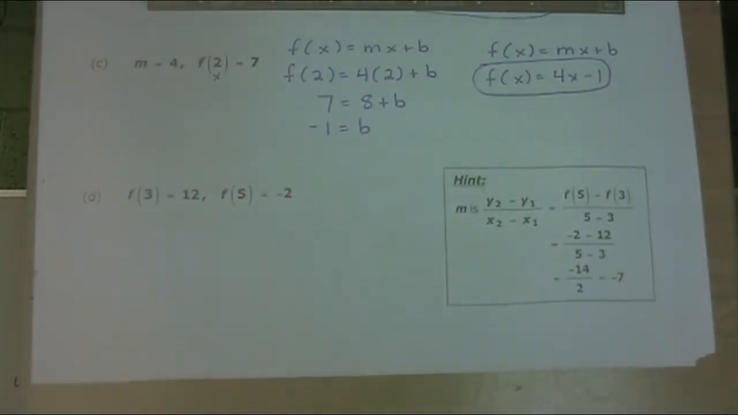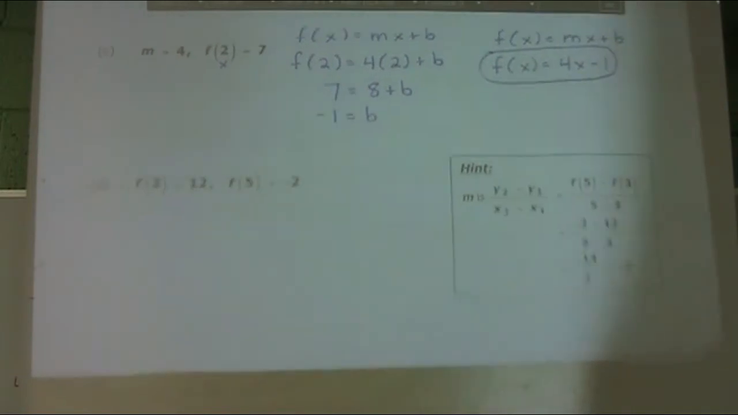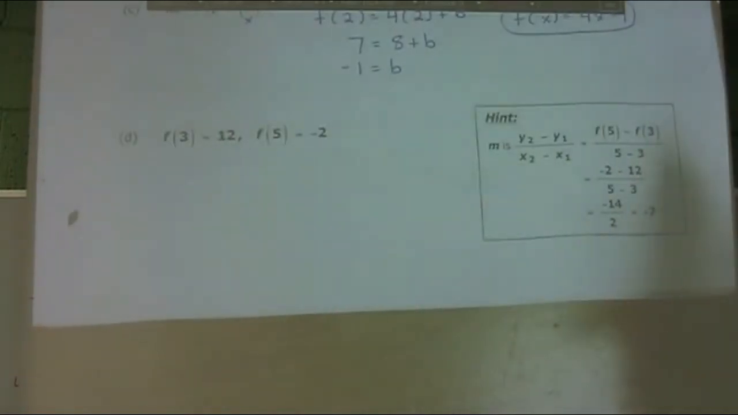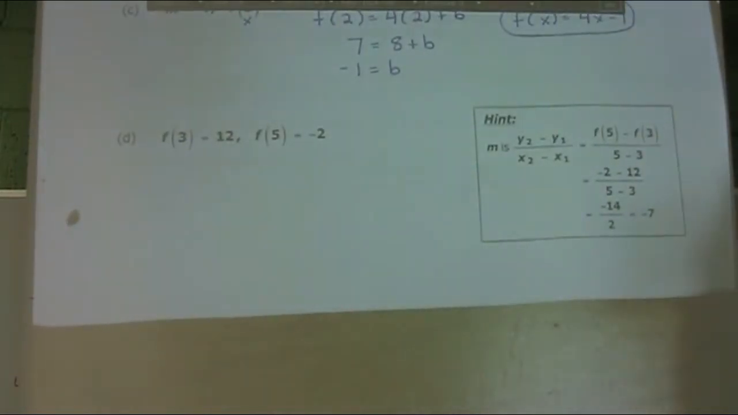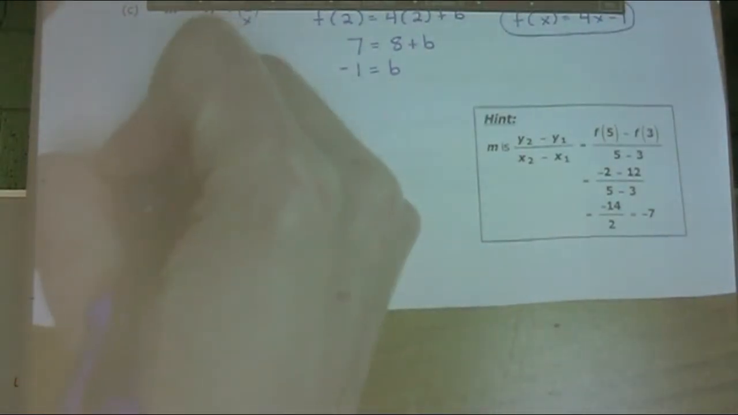All right, the next one, I don't have slope, but I do have 2 function values. That's all I need, because remember, we can find an equation for a line if we have 2 points. We're going to use our slope formula to find the slope of this line. Remember something. This is f of x.